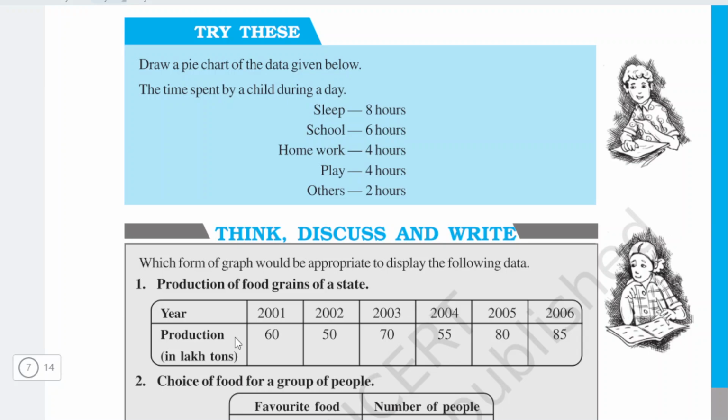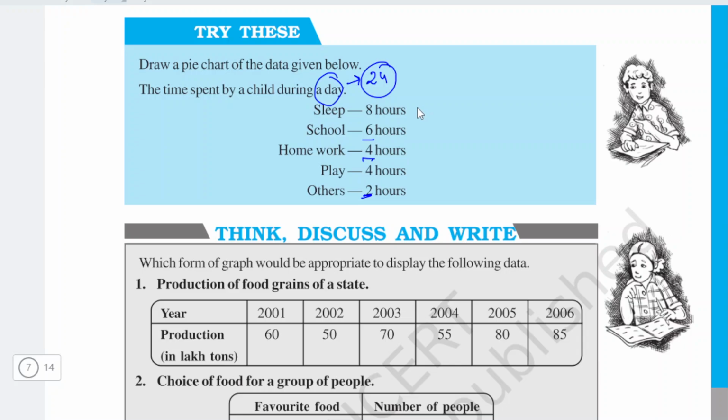Draw a pie chart for the given data below. So data is sleep is 8 hours, school is 6 hours, homework is 4 hours, play is 4 hours and others is 2 hours. So in a day, how many hours are there? There are 24 hours. Okay.